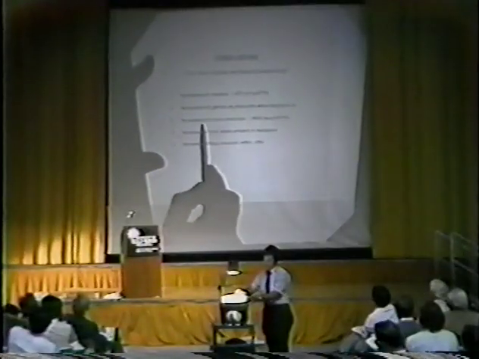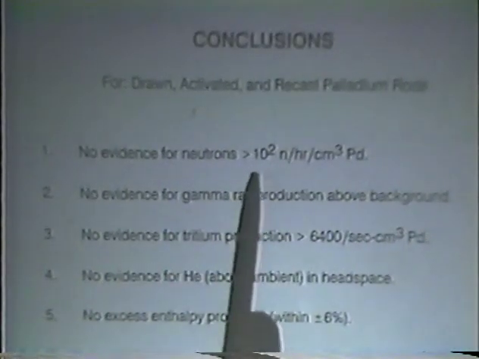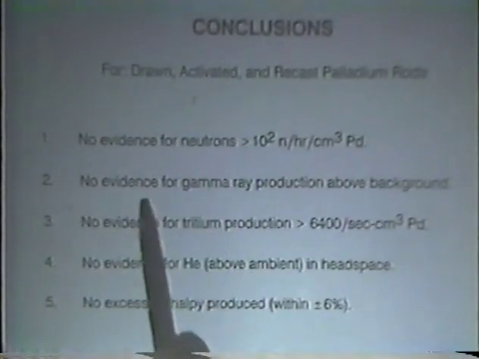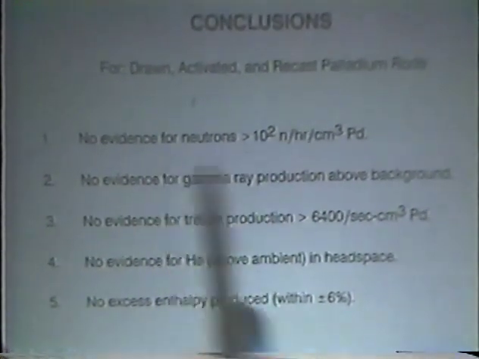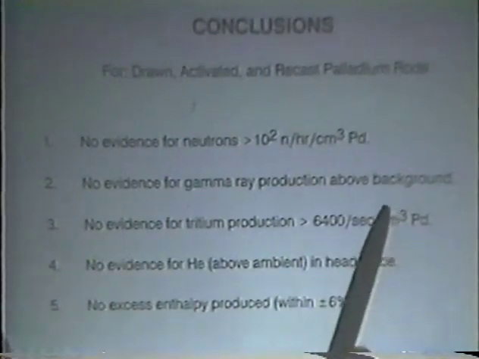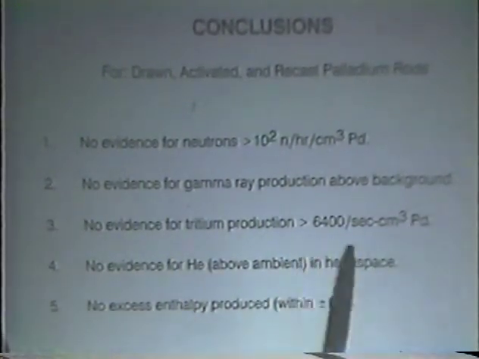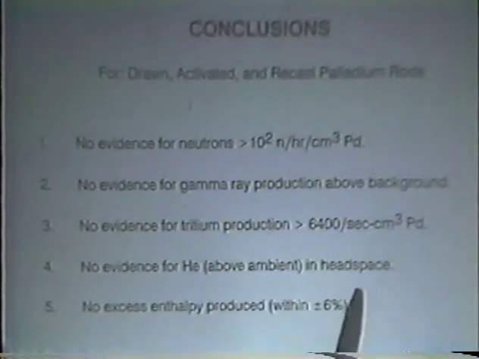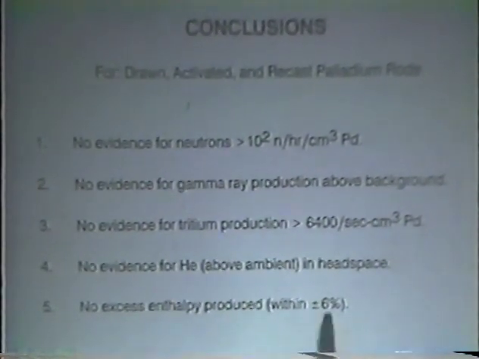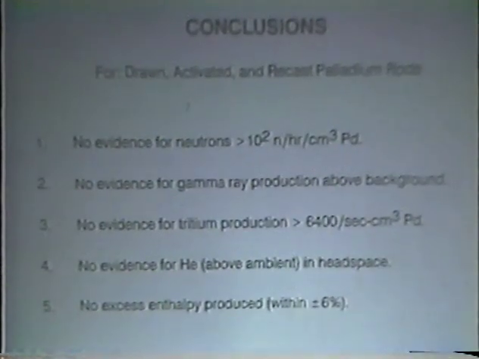Finally, to summarize our work to date, we've used drawn, activated, and recast palladium rods. We have no evidence for neutrons above 10 to the 2 per hour per cubic centimeter palladium in any of these samples. We have stepped and pulsed the current and seen nothing with regard to that either. No evidence for gamma ray production over that range of 20 keV to 30 MeV. No evidence for tritium. We've seen no evidence for helium in the headspace. And we've seen no excess enthalpy produced to within our experimental error of 6% in either H2O or D2O.